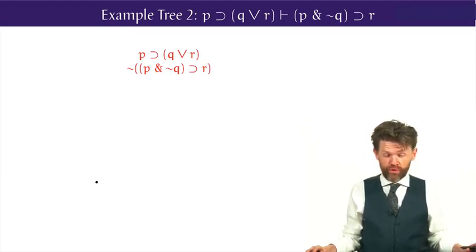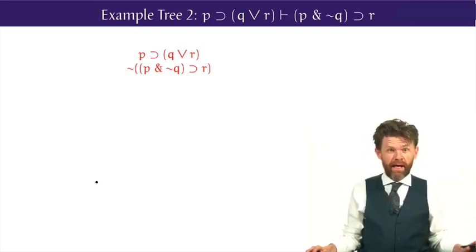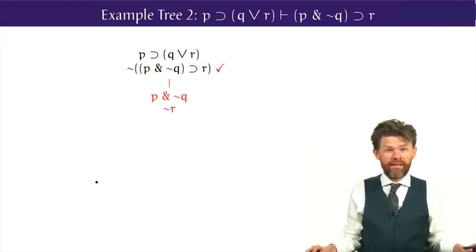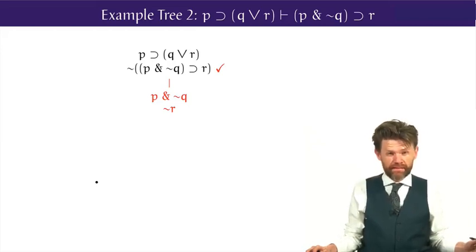And again, we've got two different formulas that we can process. And again, I'm going to choose the negated conditional because it doesn't branch. In this case, I write down P and not Q, that's the antecedent of the conditional, and I write down not R, that's the negated consequent, because we want the antecedent to be true and the consequent to be false.